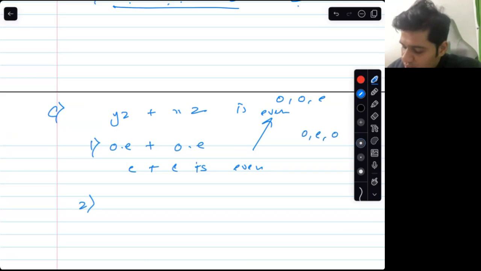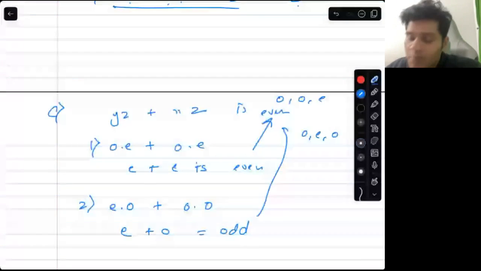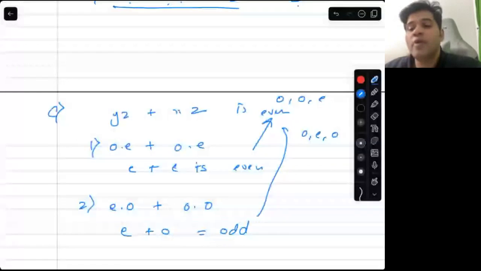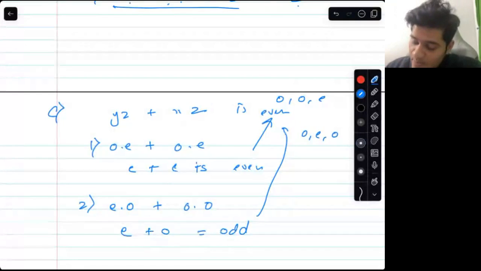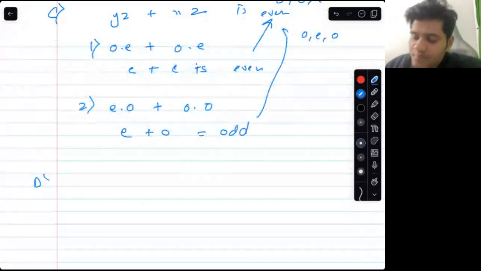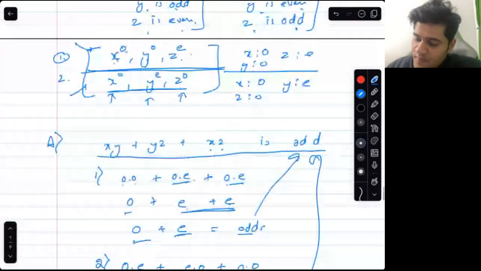So even into odd plus odd into odd. So even plus odd is actually odd, which makes it false, but it had to be false for both of the cases. It was not false for both of the cases, so this is not my answer. Finally, D. Let's check out D.